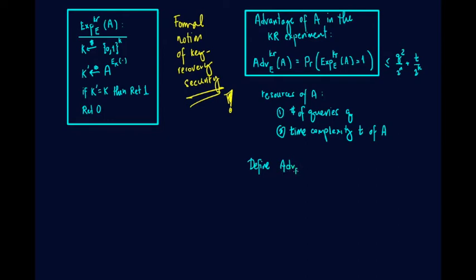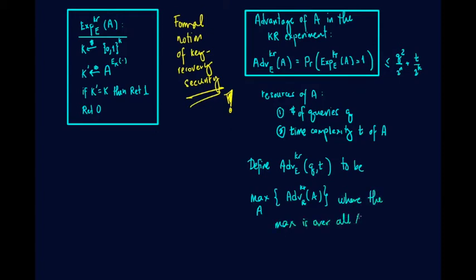The advantage against E in the key recovery experiment. But now instead of having a function of an adversary, we have a function of the resources, Q and T, to be the max over all adversaries A, and I'll specify this A in a moment, of the advantage of A against E. Oops, that's an E in the key recovery experiment, where the max is over all A that have resources Q and T. So this is the resource parameterized advantage.